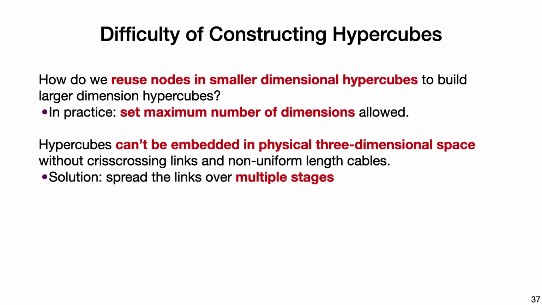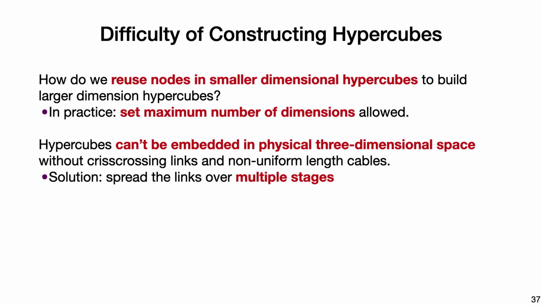And the problem with that is, in reality, a machine has a fixed number of input and output ports. That thing doesn't grow with log p. It just is fixed when you buy it. So it is difficult to build these arbitrary dimensional hypercubes.